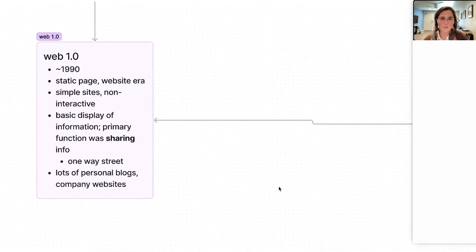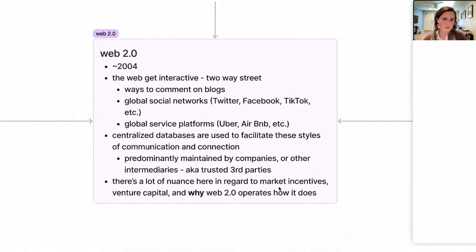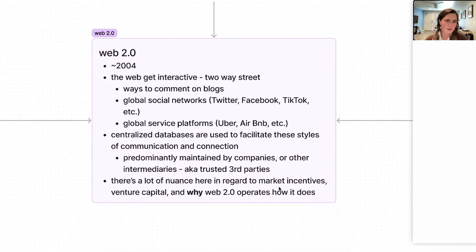So from Web 1.0 to Web 2.0, which emerged around 2004, the web gets way more interactive. This is where things turn into more of a two-way street, whereas Web 1.0 was a one-way street. The simplest way of thinking about this is commenting on blogs. So we're now having a conversation. You can share information, but then you can also receive feedback back in.